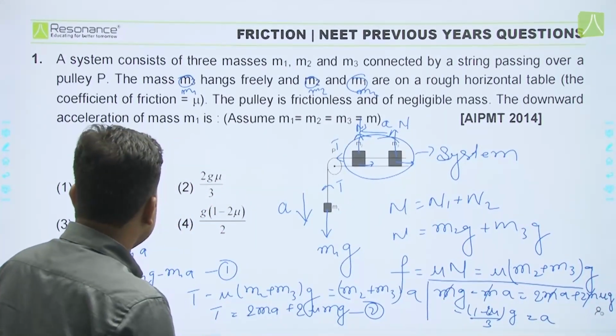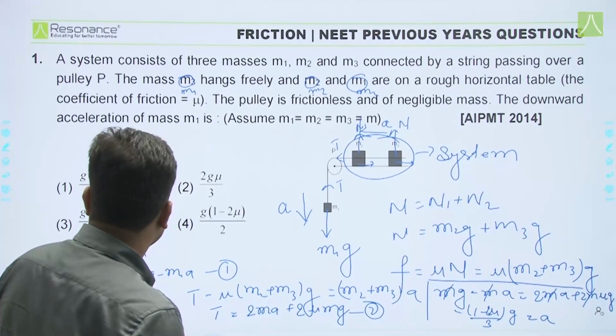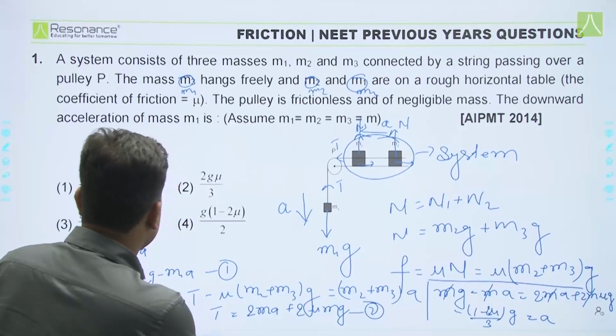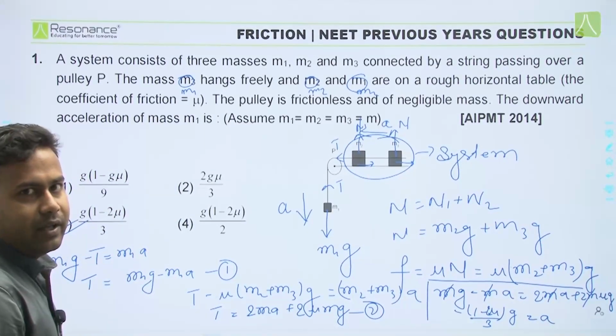So the answer is what? G into 1 minus 2 mu, divided by 3. Look at which option is matching. So the answer is option 3. Okay, student.